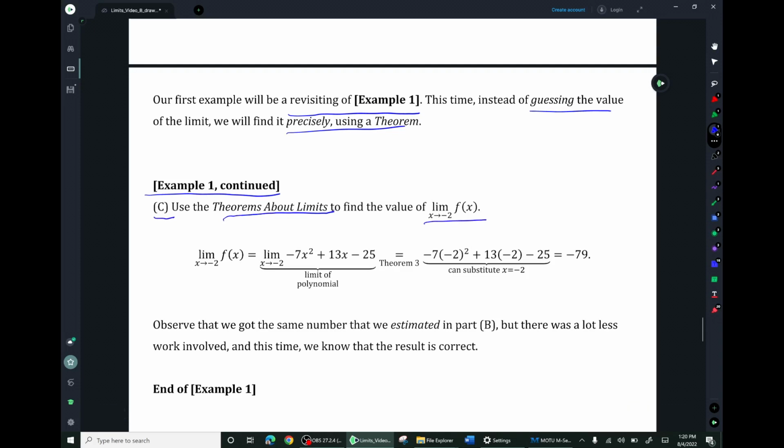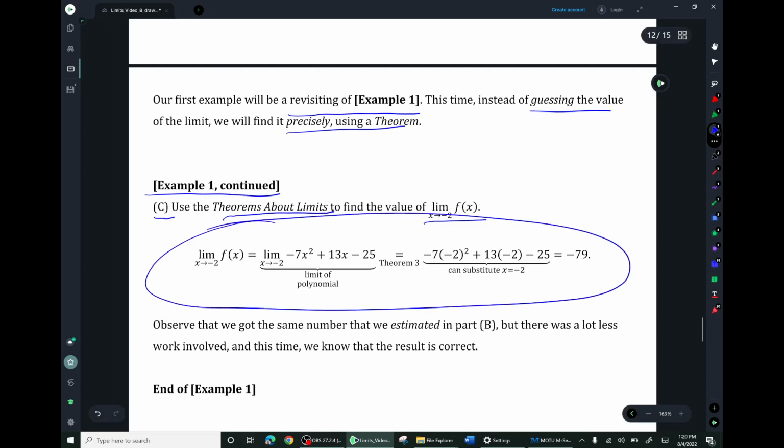Well, you can see that my solution is here on one line. I start with the quantity that we've been asked to find. I write that here on the left: the limit as x approaches -2 of f of x. And then I just simply expand, that is, I replace f with its formula. So instead of the symbol f of x here, I have the formula for f of x here.